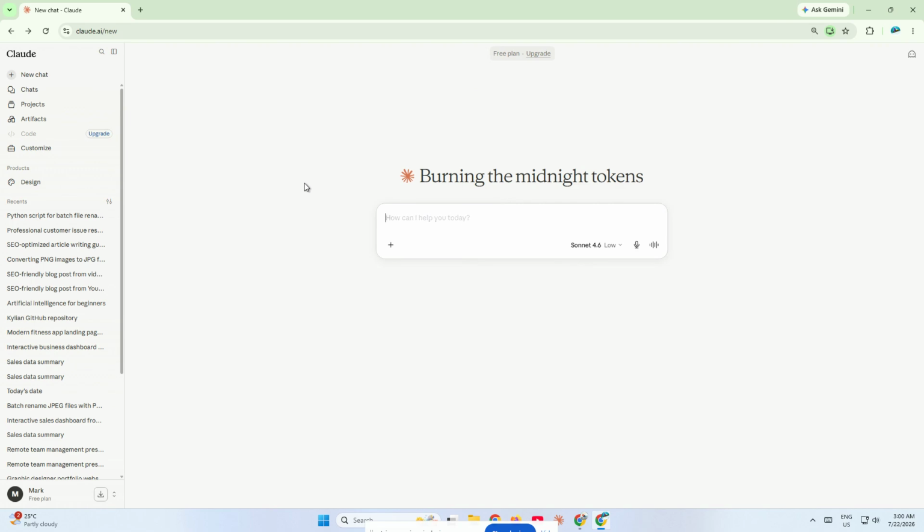So to recap, no, you cannot manually reset Claude's limit. You need to wait for the automatic reset or upgrade your plan if you want higher usage limits.